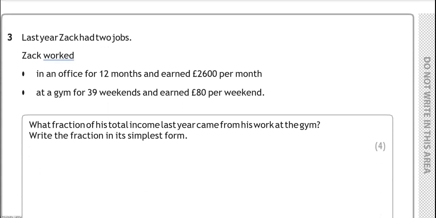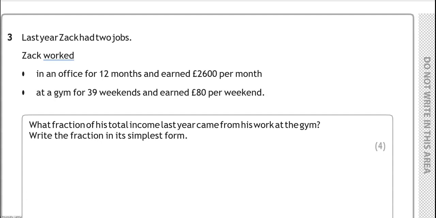Last year, Zach had 2 jobs. Zach worked in an office for 12 months and earned £2,600 per month. At the gym for 39 weekends and earned £80 per weekend. What fraction of his total income last year came from his work at the gym? Write the fraction in simplest form.